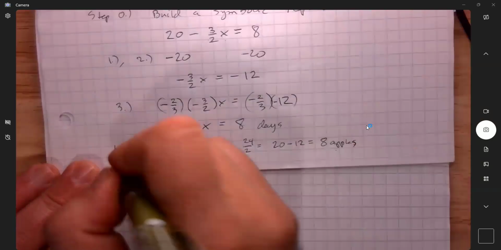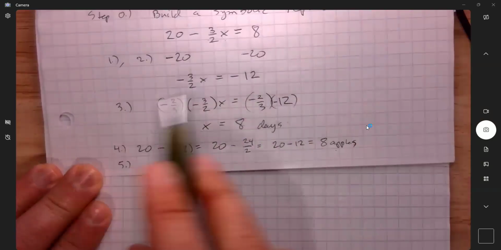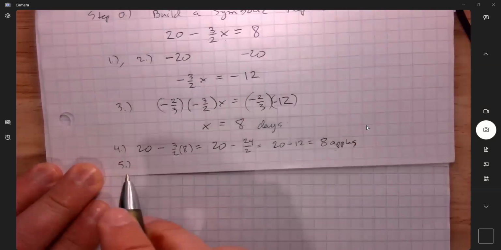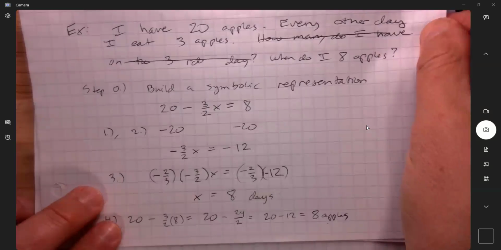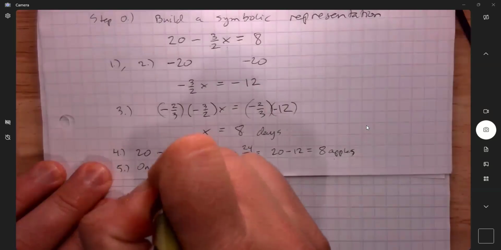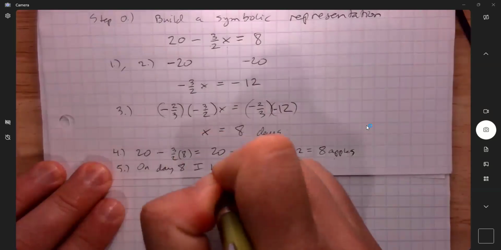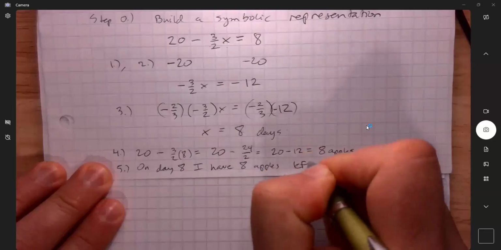And so our last step is a little different because we started with a modeling question. We're going to write a sentence. We're going to go back to the verbal representation to answer our question. On day 8, I have 8 apples left.